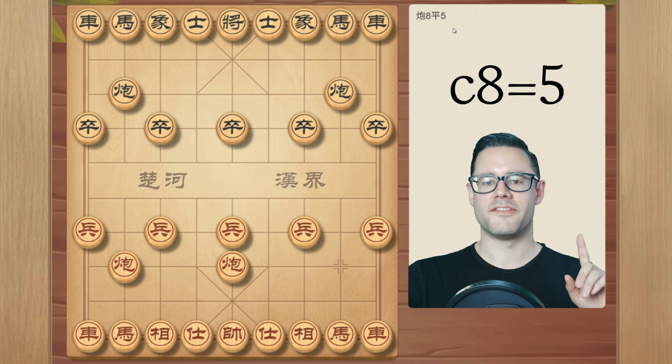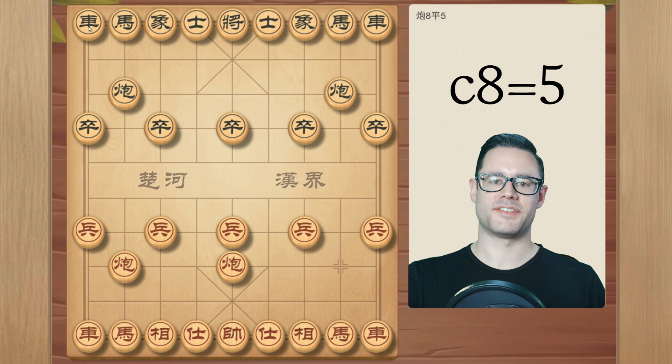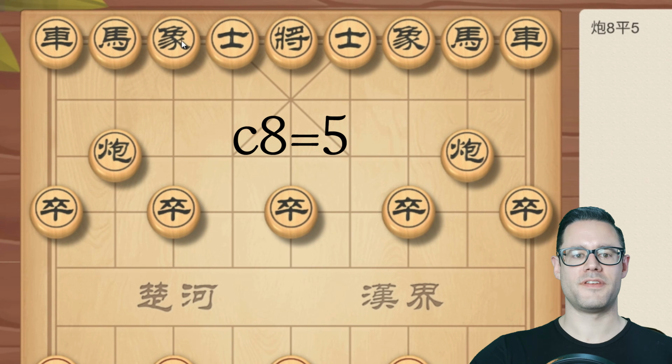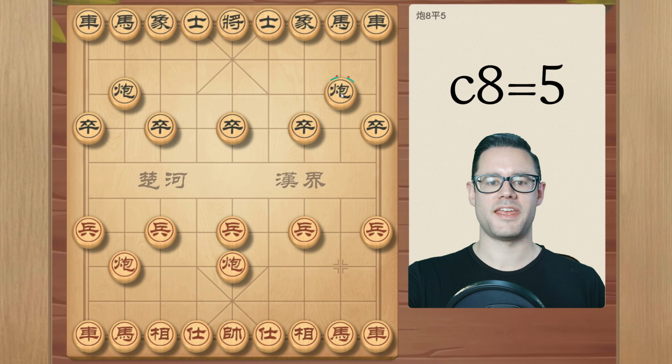And remember that this is relative. So we're looking for file 8 and file 5, but relative to the black side. So that starts on the left-hand side for us, looking from red's perspective. So file 8 would be 1, 2, 3, 4, 5, 6, 7, 8. So the cannon on file 8 moves sideways, c8 equals 5. And 5 is always the central file.